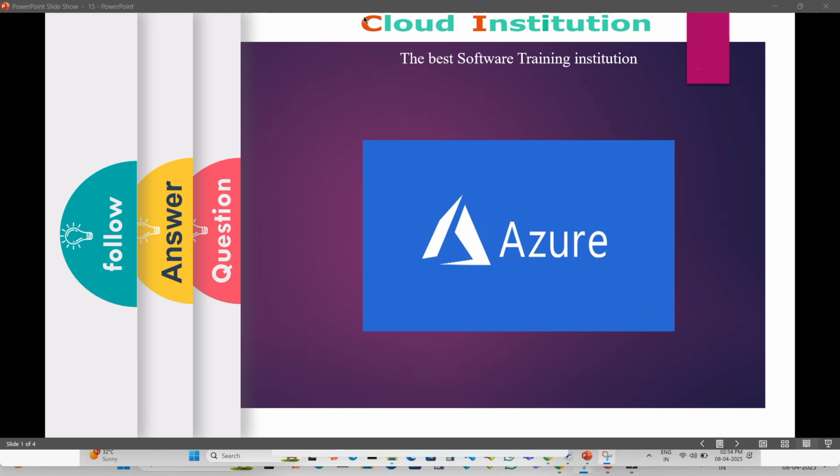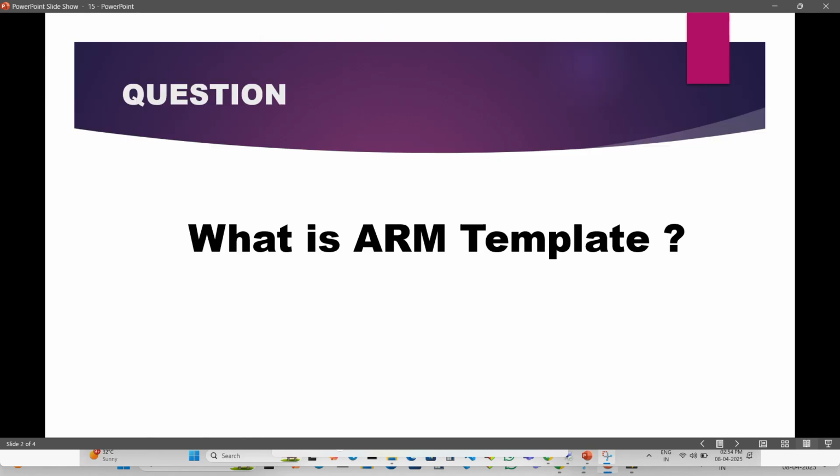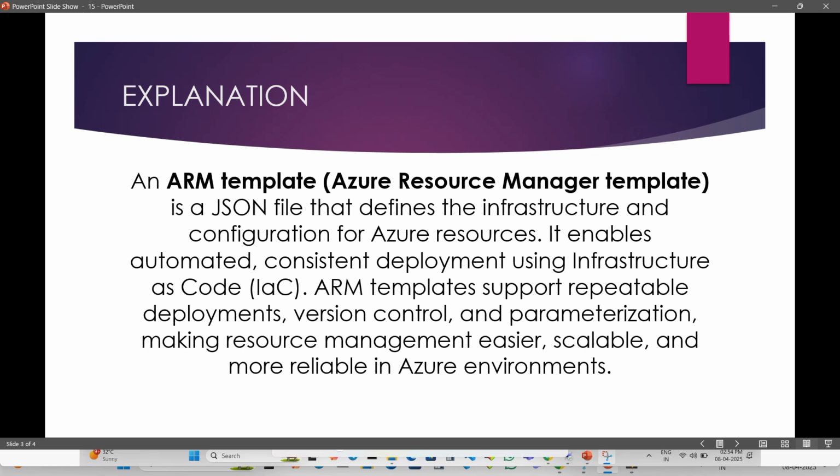So today we are going to discuss what is Azure. So let's move on to the next topic. So what is an ARM template? ARM stands for Azure Resource Manager Template. It is a JSON file that defines the infrastructure and configuration of Azure resources. It enables automated, consistent deployment using infrastructure as code, that is IaC. ARM templates support repeatable deployments, version control, and parameterization, making resource management easier, scalable, and more reliable in the Azure environment.